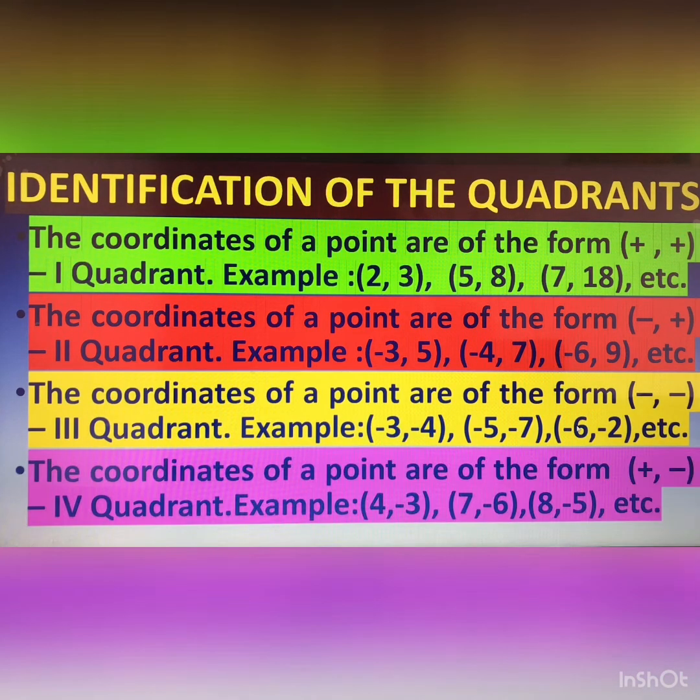Now the last one. If the coordinates of a point are of the form plus comma minus, meaning the first one is positive and the second one is negative, then the point lies in the fourth quadrant. For example, 4 comma minus 3 lies in the fourth quadrant. 7 comma minus 6 also lies in the fourth quadrant. And 8 is positive and minus 5 is negative, so this point also lies in the fourth quadrant.